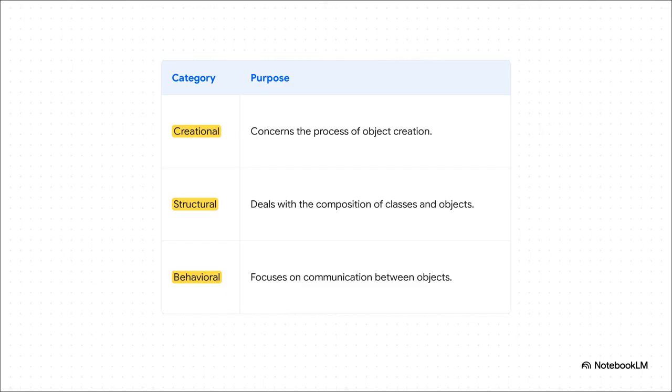First, you've got creational patterns, which are all about, you guessed it, how to create objects effectively. Then there are structural patterns, which deal with how you piece classes and objects together into bigger, more useful structures. And finally, behavioral patterns, which are all about how different objects talk to each other.